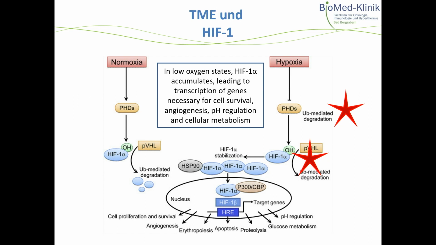Even in normoxia, the tumor produces lactate. There is a surrounding in the tumor microenvironment which is acid. And in acid, there's hypoxia, and this is the effect. The net effect is that HIF-1 alpha is stabilized, and the machinery is going on.